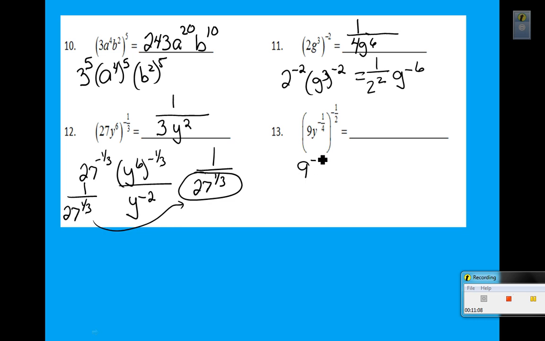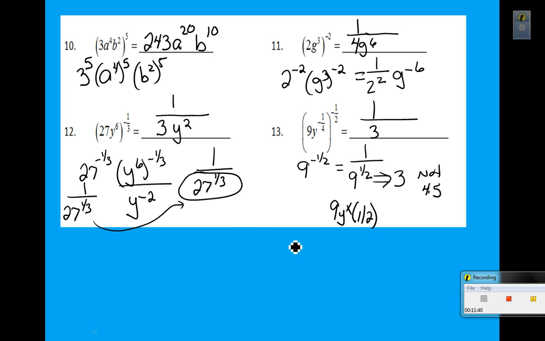I have 9 to the negative 1/2, which I'm going to think of as 1 over 9 to the 1/2. When you type that in your calculator, if you correctly type 9 to the 1/2, and you might pause the video and try, you should get a 3, not a 4.5. If you get 4.5, that means you need to go 9 caret key, or y to the x. You got to put that 1/2 in parentheses. So there's a 3 there, a 1 there, and then when I multiply these two exponents, I'm going to get 1/8. 1/8 is positive, so I'm putting it on top.